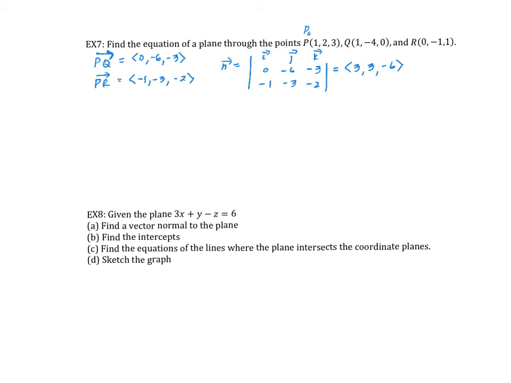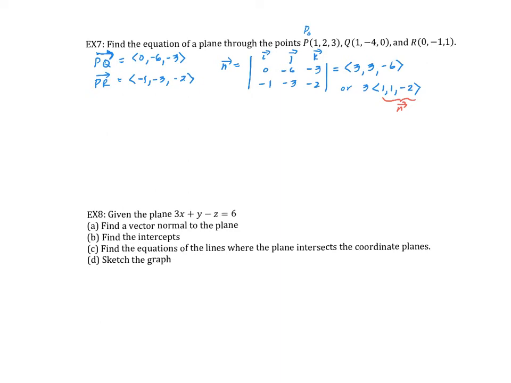Now, here's the fun part. Notice that each one of those components or coordinates has the common factor of 3. So I could simply factor out the 3. I'm left with the vector 1, 1, -2. That's also a normal vector that I could use. Multiplying it by 3 just makes it longer, but it doesn't change its direction. And I think I'm going to use this normal vector because it's got a 1 and a 1 in it. Those are really nice numbers.